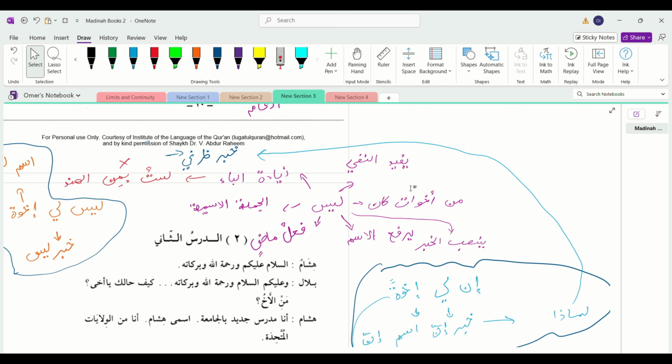Hishamun: Assalamu alaikum wa rahmatullahi wa barakatuh. Hisham says, Assalamu alaikum wa rahmatullahi wa barakatuh. Bilalun: Wa alaikum assalam wa rahmatullahi wa barakatuh. Kayfa haluka ya akhi? How are you, my brother? Man al-akhu is basically a polite way of saying who is the brother. If you don't know someone, you can say Man al-akhu.